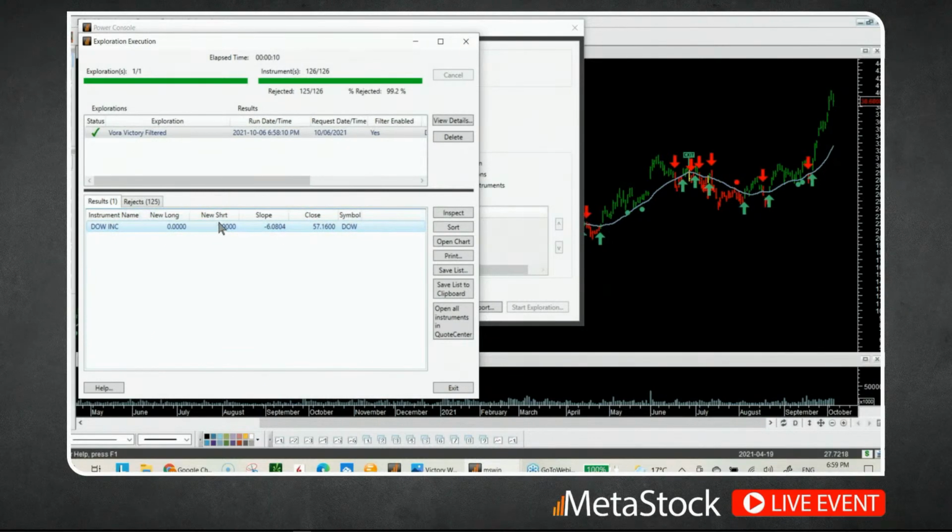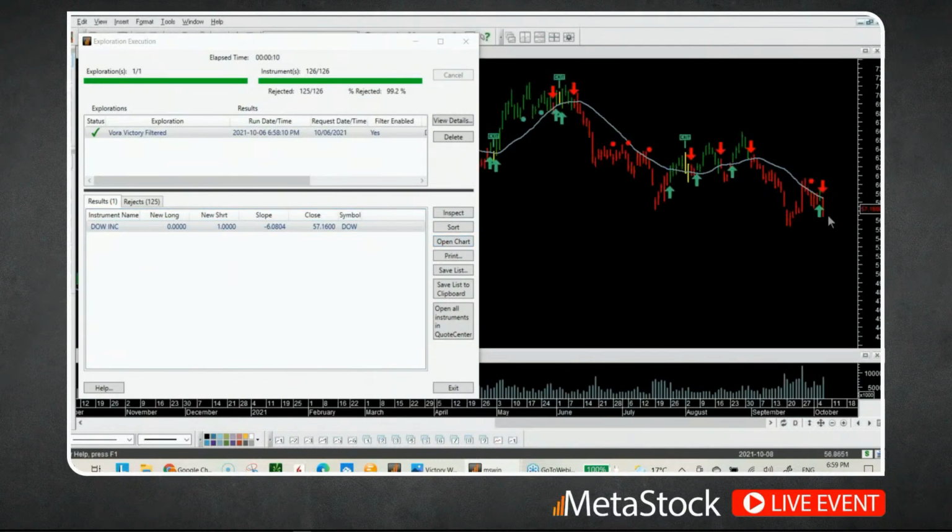you can sort by longs and shorts, right? If we had a long list of candidates here, the ones that have a number 1 in that particular column will tell you what kind of setup it is. So this one here on Dow is a short setup. It has a slope of -6, which is significant enough. That's the closing price. That's the symbol. If you highlight it, you can click open and you will see the chart. And there it is, right?